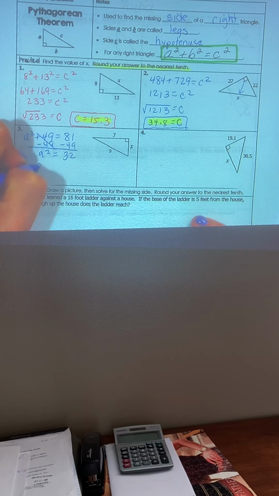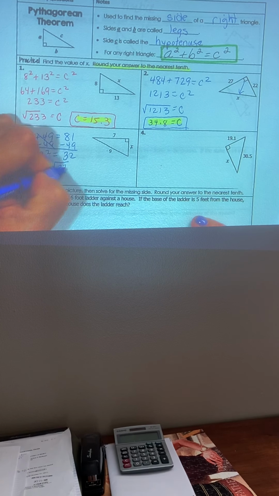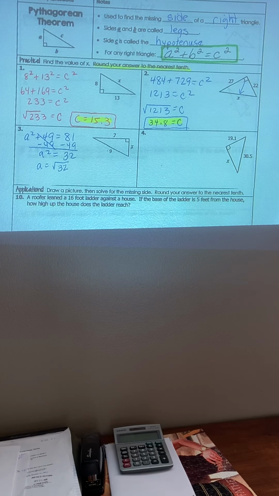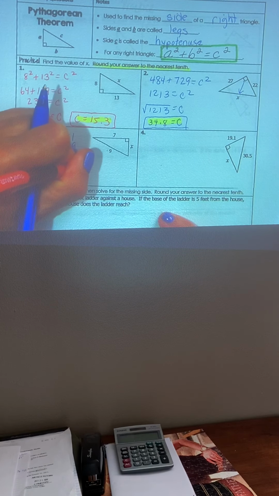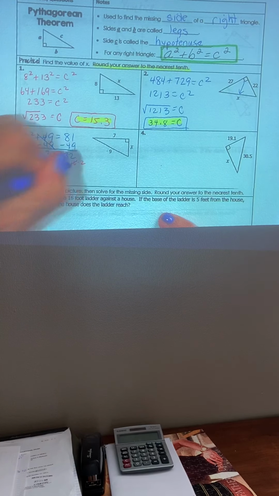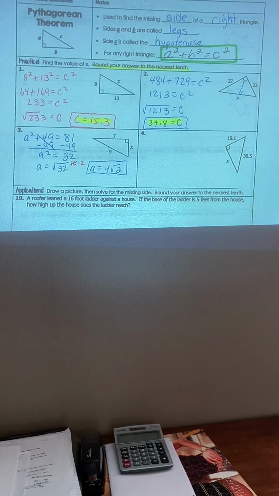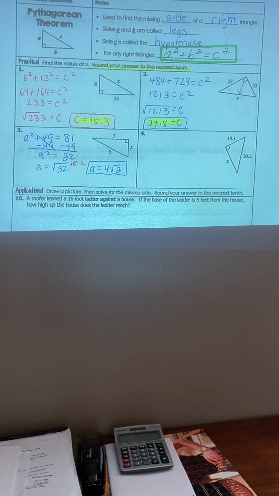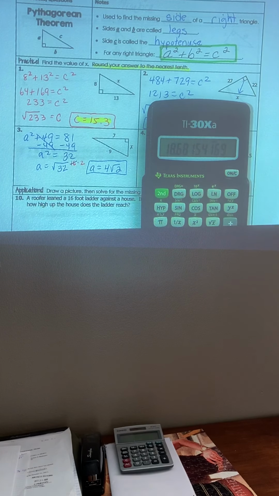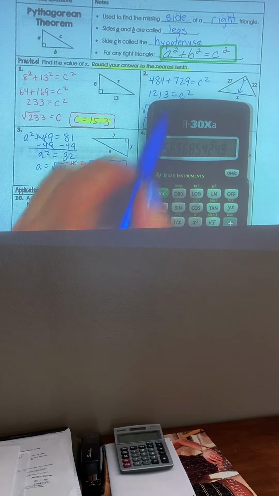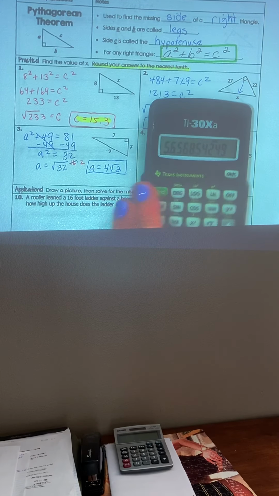So now A is the square root of 32. But notice that 32, I can simplify that as 16 times 2. Cross it out, kick it out of the radical. So A equals 4 radical 2. They're going to ask you that on the homework. So that's your answer, but you can also do it on the calculator because they might ask you on the calculator as well. The square root of 32 would be 5.7. Why is it 5.7? It's asking for the nearest tenth.